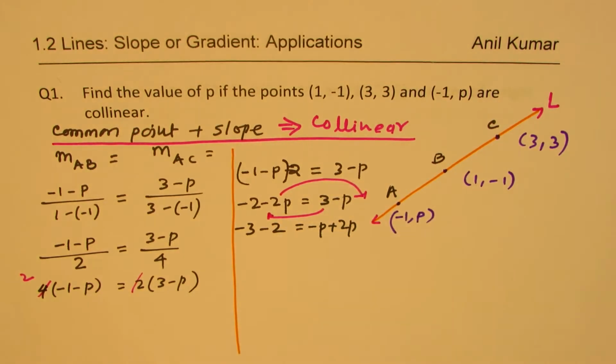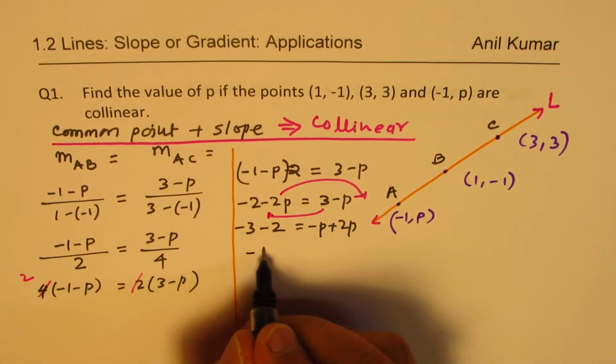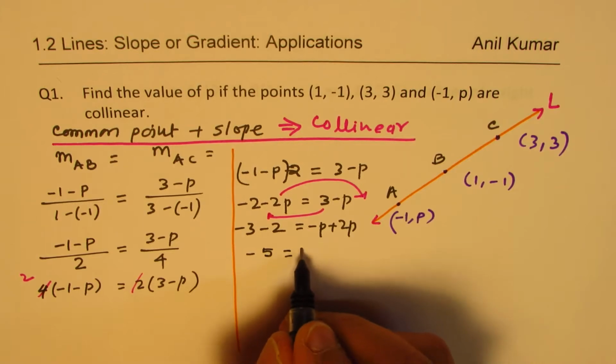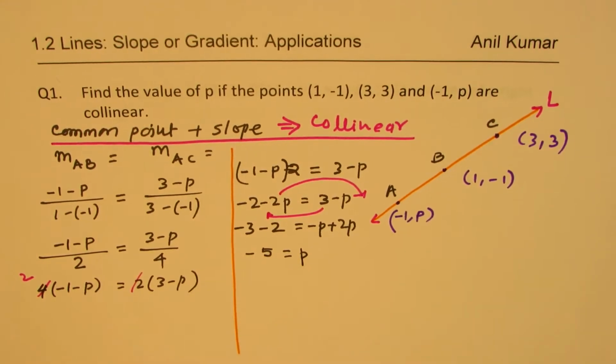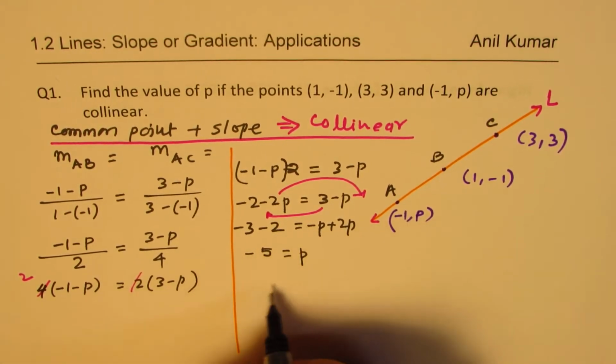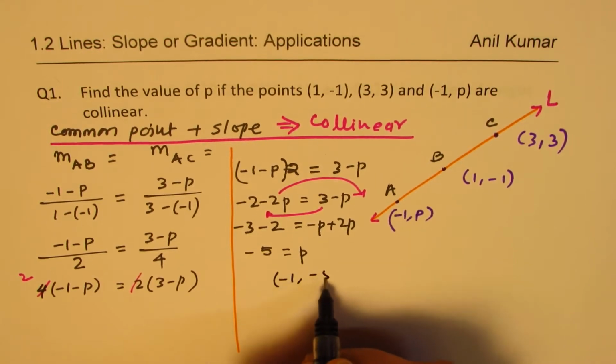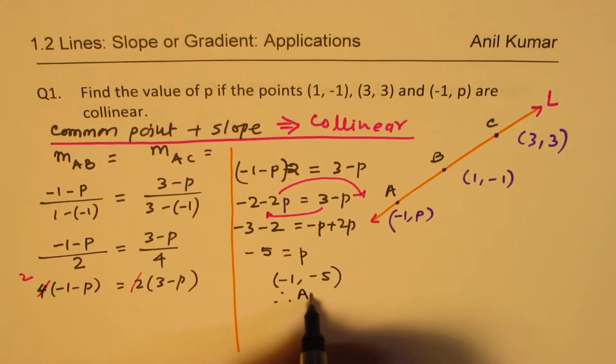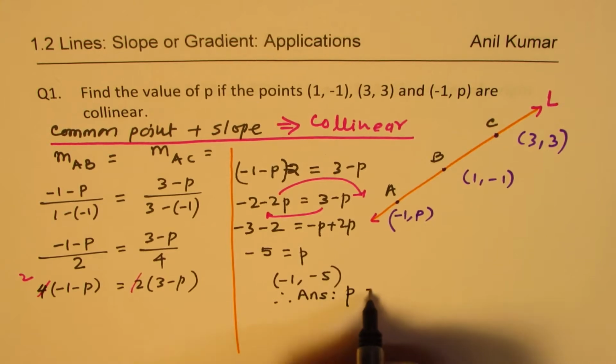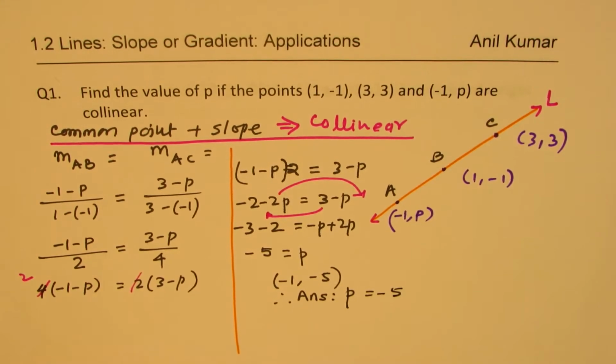Is that clear to you? So that gives us minus 5 equals p. So the value of p is minus 5, right? So we get our point, which should be minus 1, minus 5. Therefore, the answer is that p equals minus 5. Perfect. So that is how we are going to solve this question.